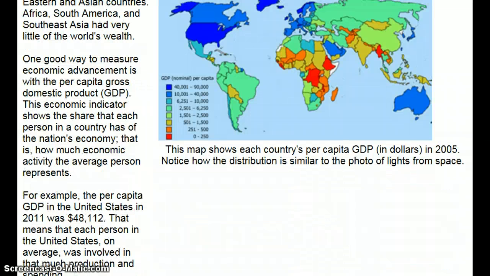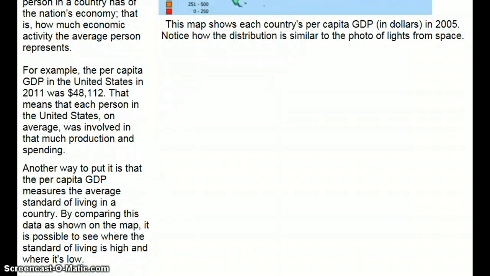One good way to measure economic advancement is with the per capita gross domestic product, GDP. This economic indicator shows the share that each person in a country has of the nation's economy. That is, how much economic activity the average person represents. For example, the per capita GDP in the United States in 2011 was $48,112. That means that each person in the U.S., on average, was involved in that much production and spending.